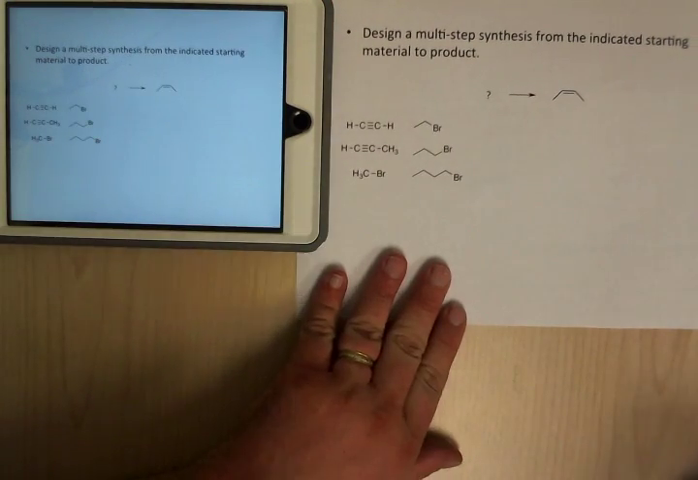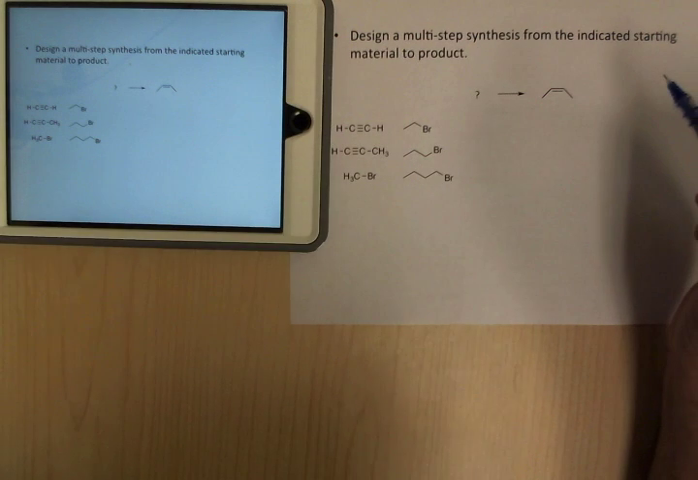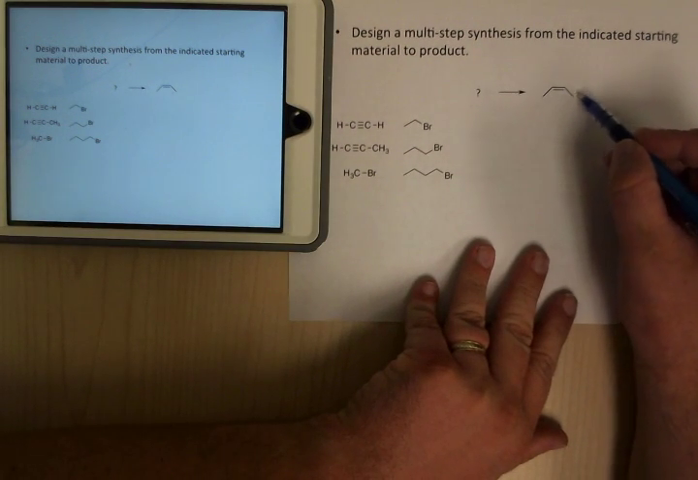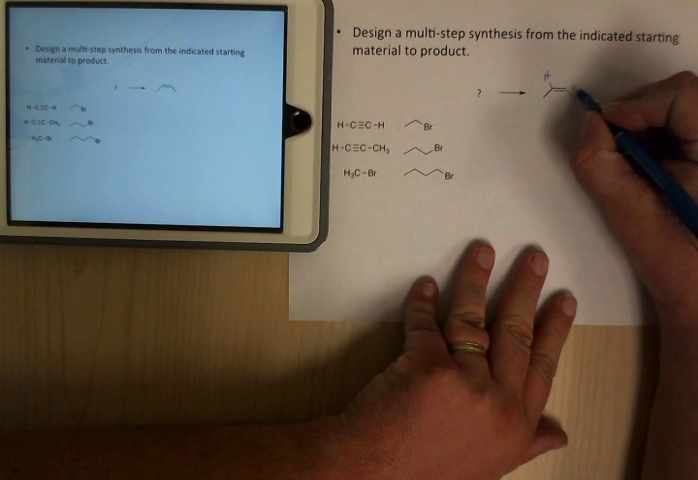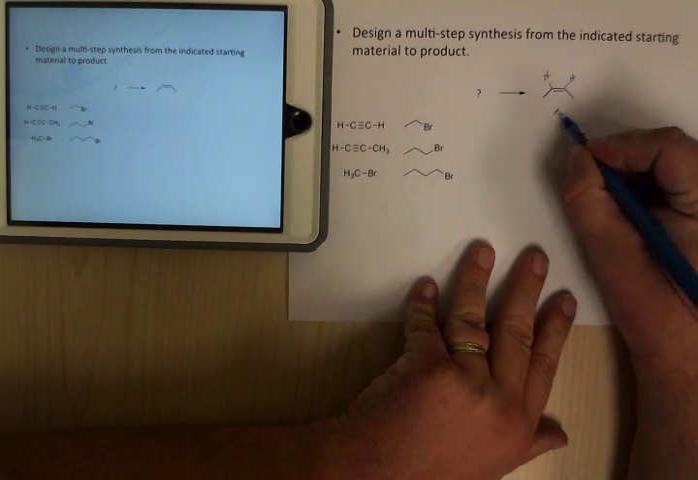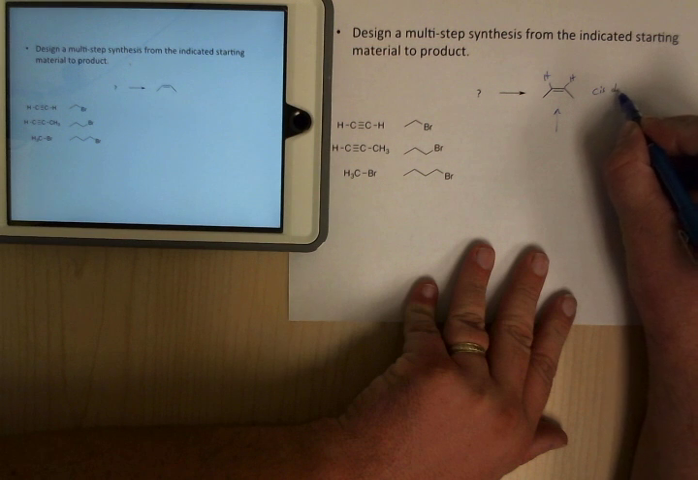Okay, next one here. So you can put in the hydrogen, a little easier to see. So how do we make a cis double bond?